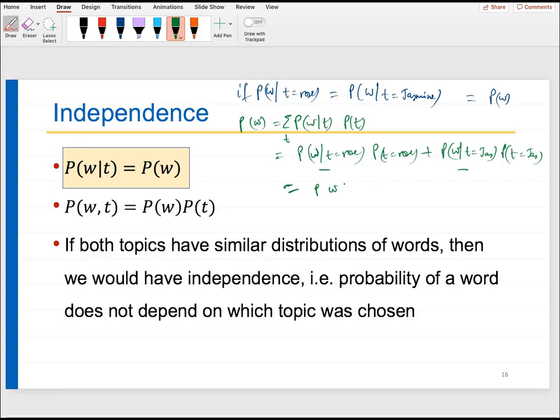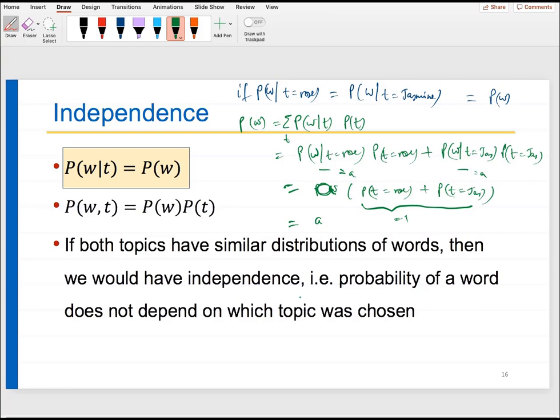Let us call both of them A, right? So this will become A times probability of T equal to Rose plus probability of T equal to Jasmine, which will sum to 1, right? Probabilities sum to 1. So this is equal to A. Which means probability of W is the same as probability of W given T equal to Rose and is the same as probability of W given T equal to Jasmine. Okay, so this is the concept of independence.